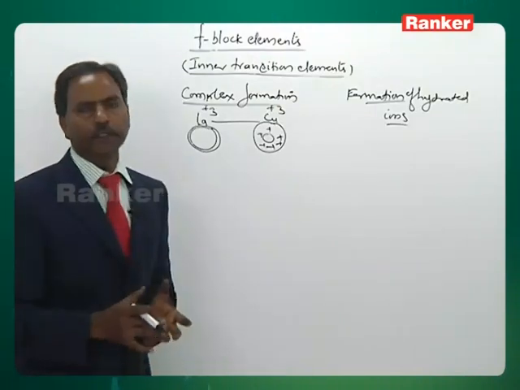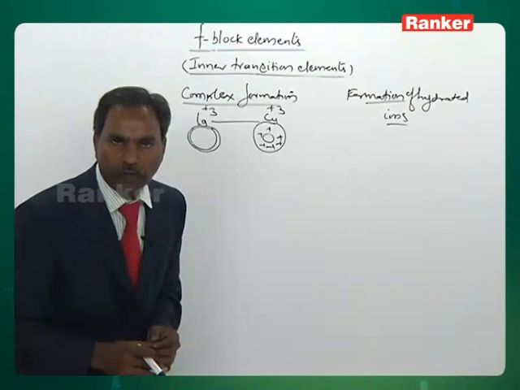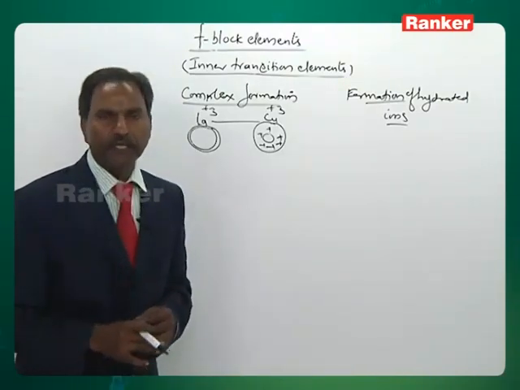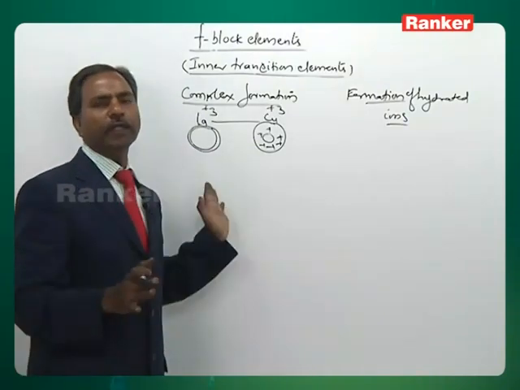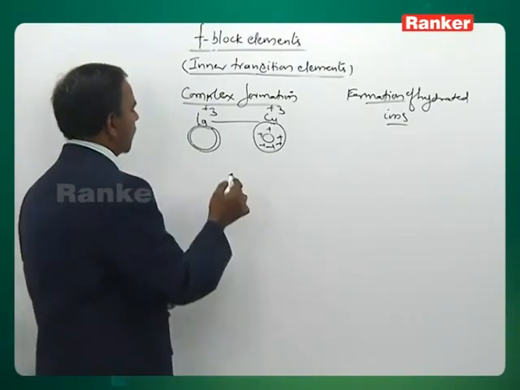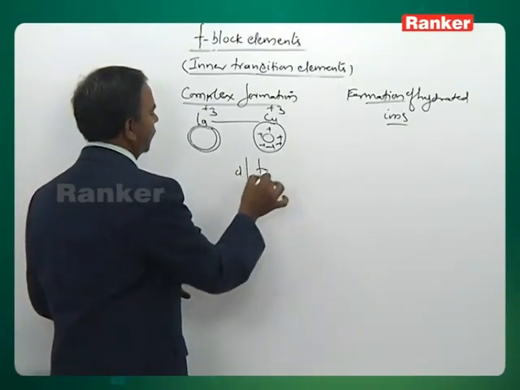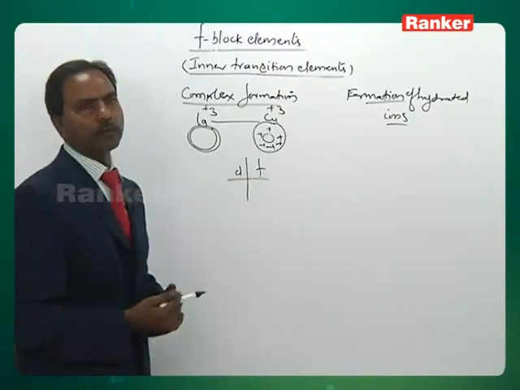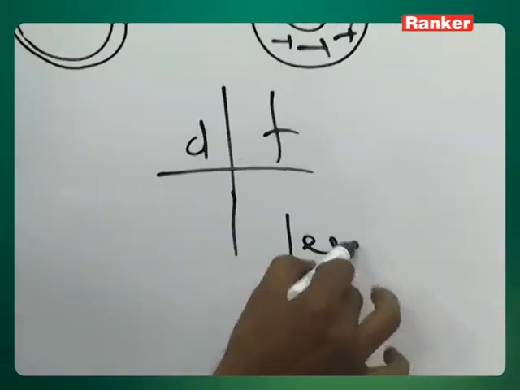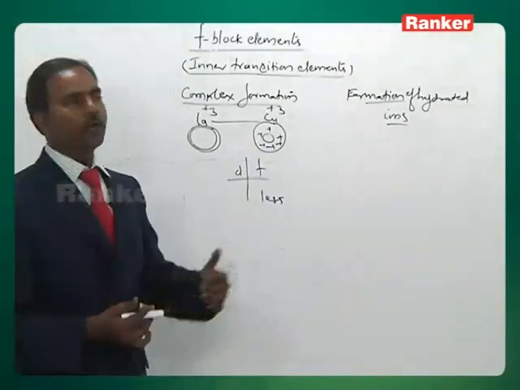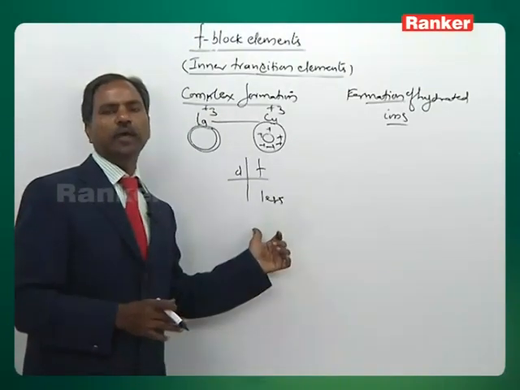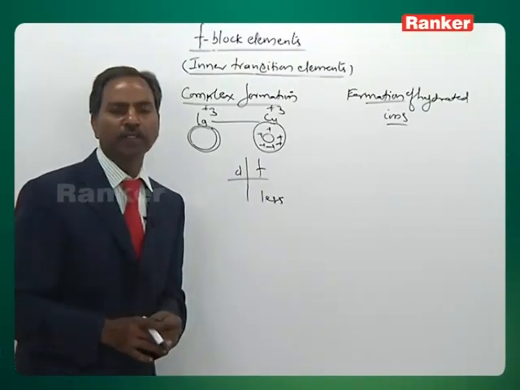Once charge density is increasing, the tendency of formation of complexes gradually increases. So from lanthanum to lutetium, due to decrease in ionic size and increase in charge density, the tendency of formation of complexes gradually increases. Now, if you consider d block elements and f block elements, the tendency of formation of complexes by f block elements is actually less in comparison to d block elements. Why is it less?